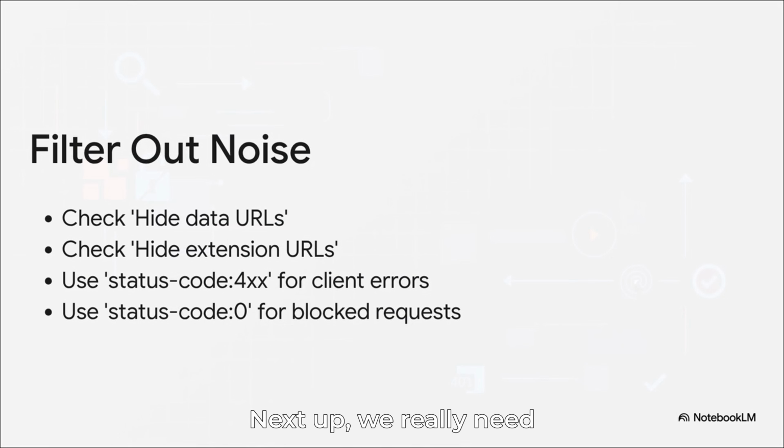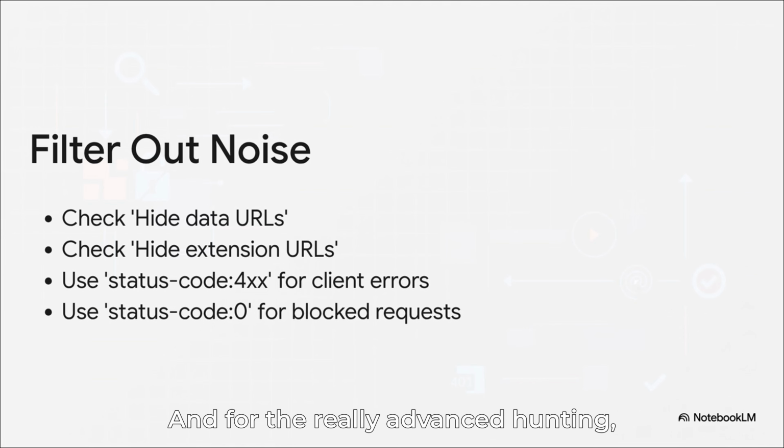Next up, we really need to filter out the noise. Modern web apps are incredibly noisy, loading hundreds of resources all at once. By checking Hide Data URLs and Hide Extension URLs, you instantly strip out base64 encoded assets and all that background traffic from browser extensions, like ad blockers, which, let's face it, can heavily interfere with your diagnosis.